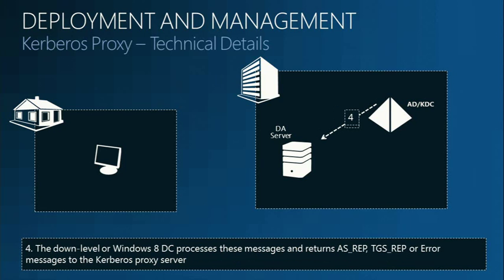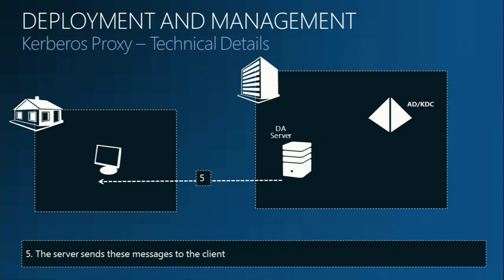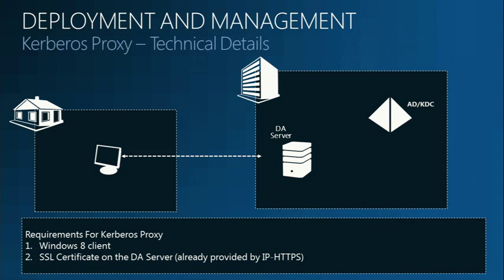And then a down-level or Win8 DC is going to process those messages and return the status to the DA proxy server. And then finally, the server is going to send the message back to the client. Assuming all is well, the connection is going to be established, and that user is now actively using DirectAccess in this express setup mode. And like I said, I'll show you how I actually do the express setup. It's shockingly simple. As somebody who's deployed other versions of DirectAccess, I think you guys will love it.